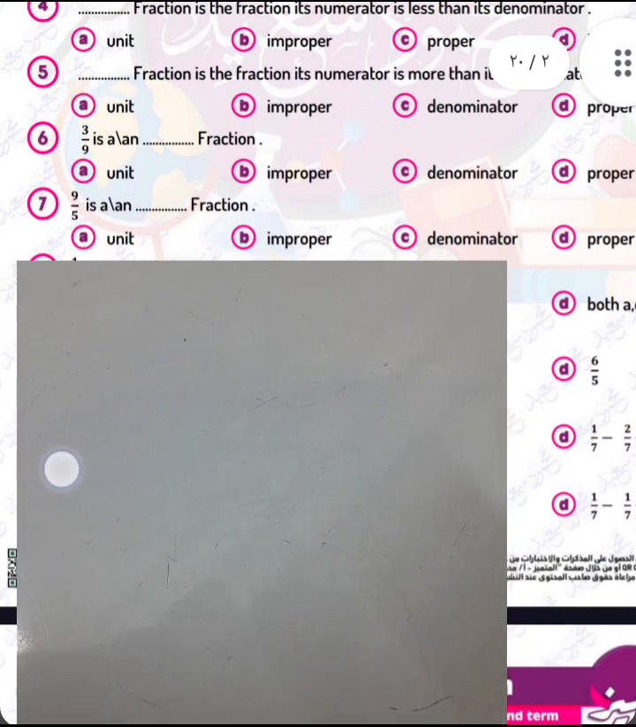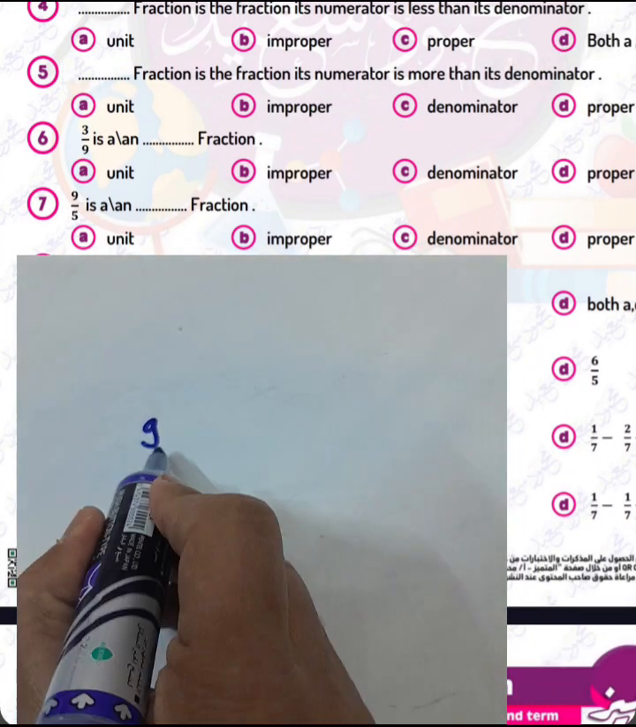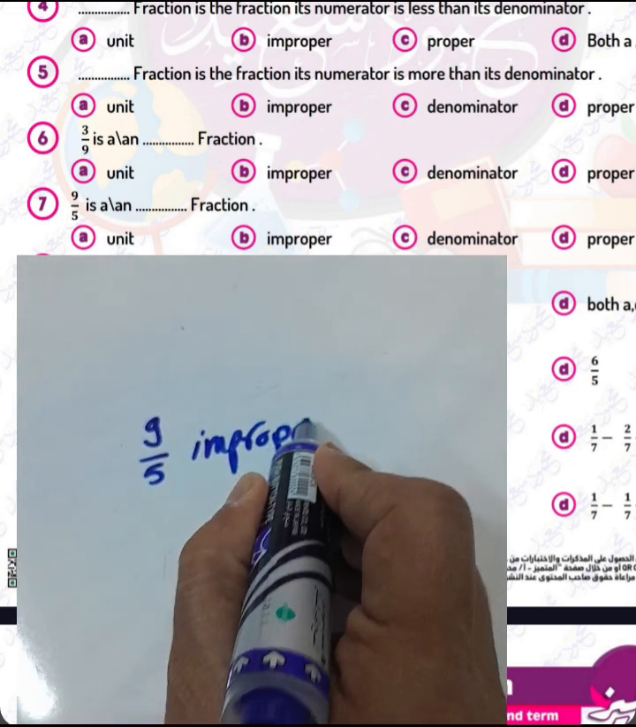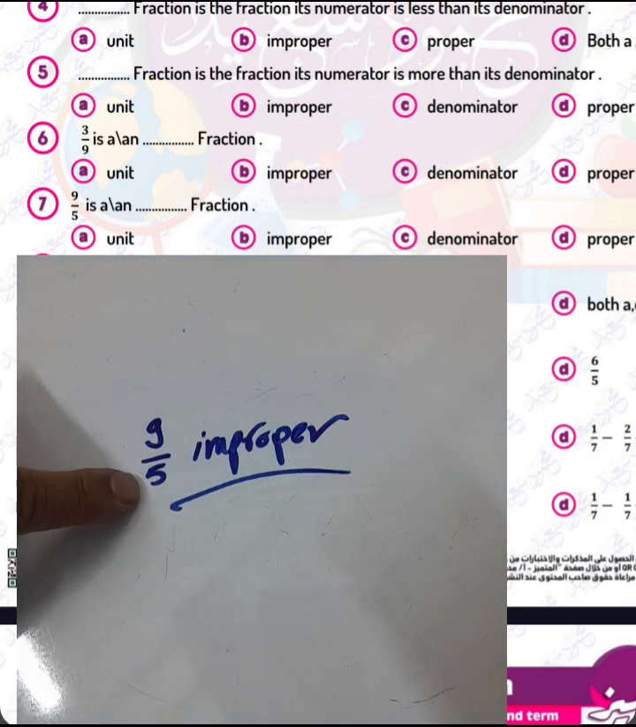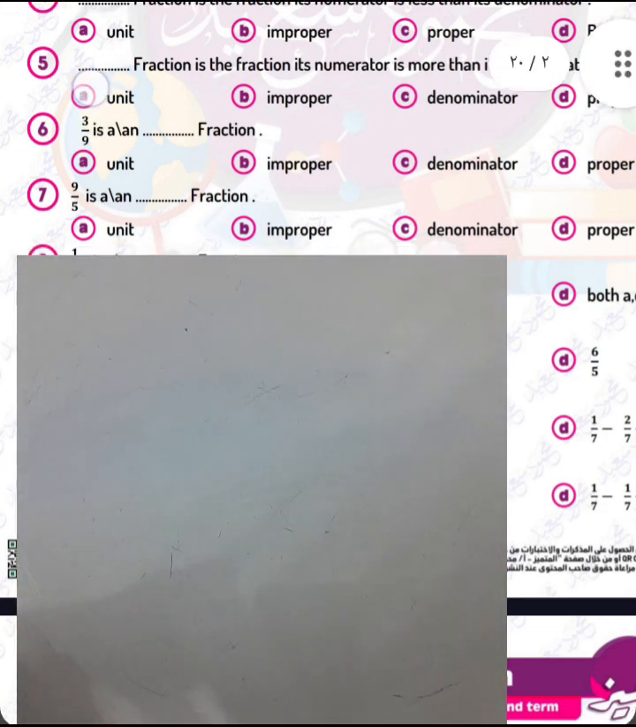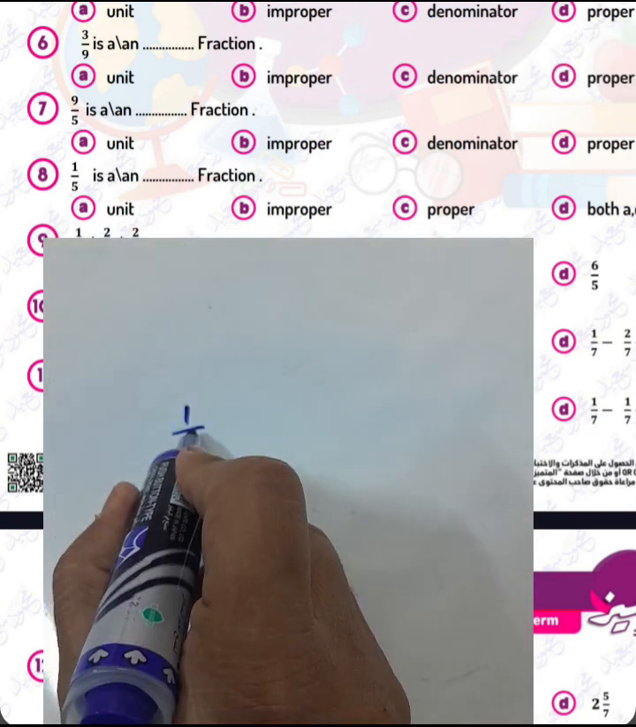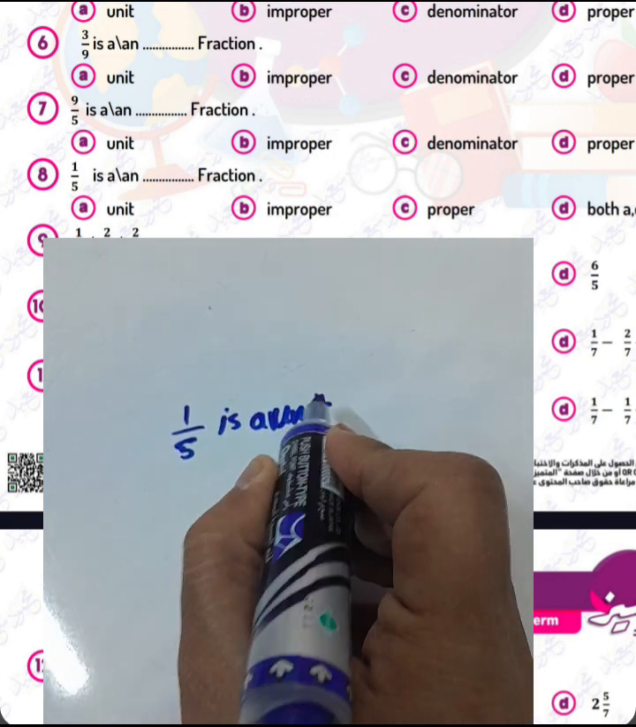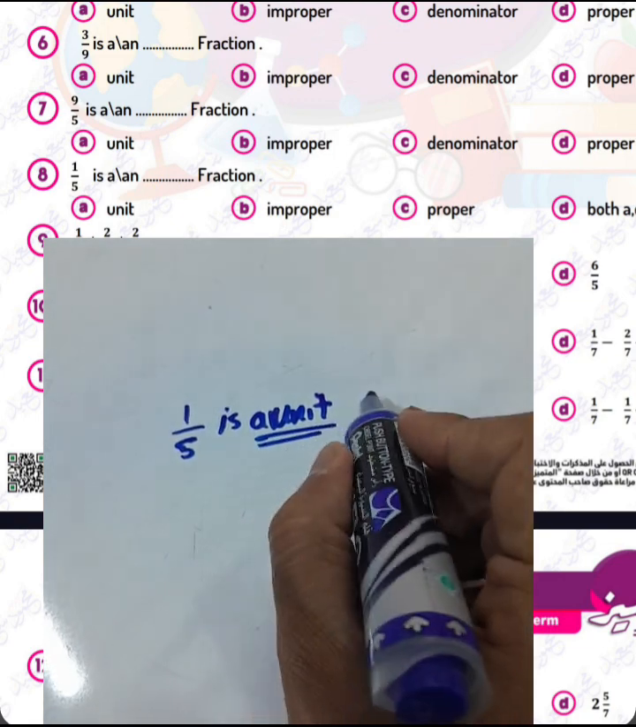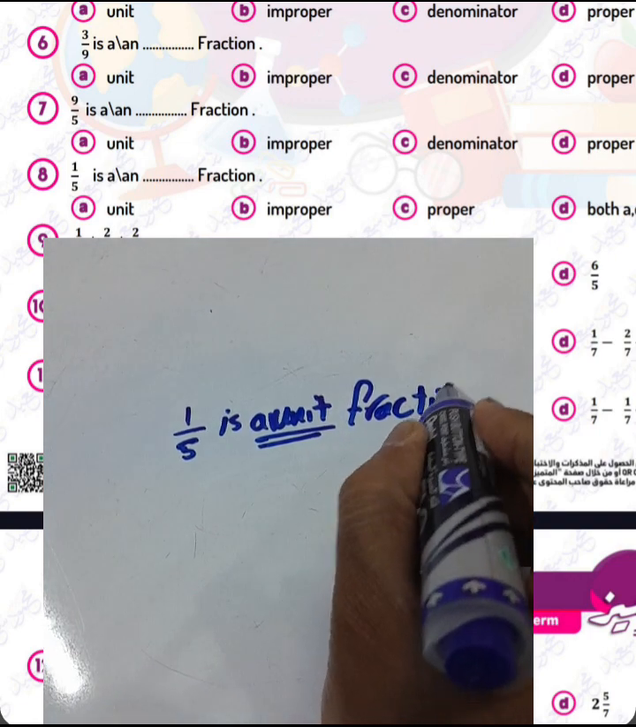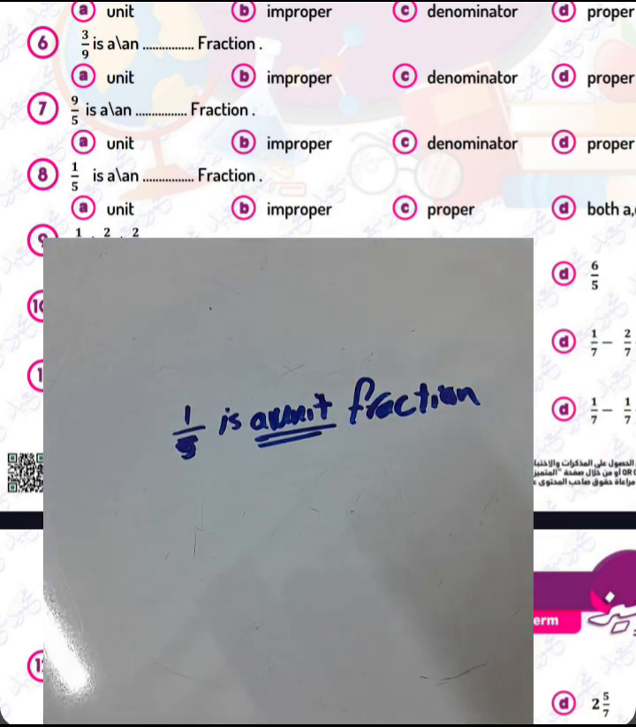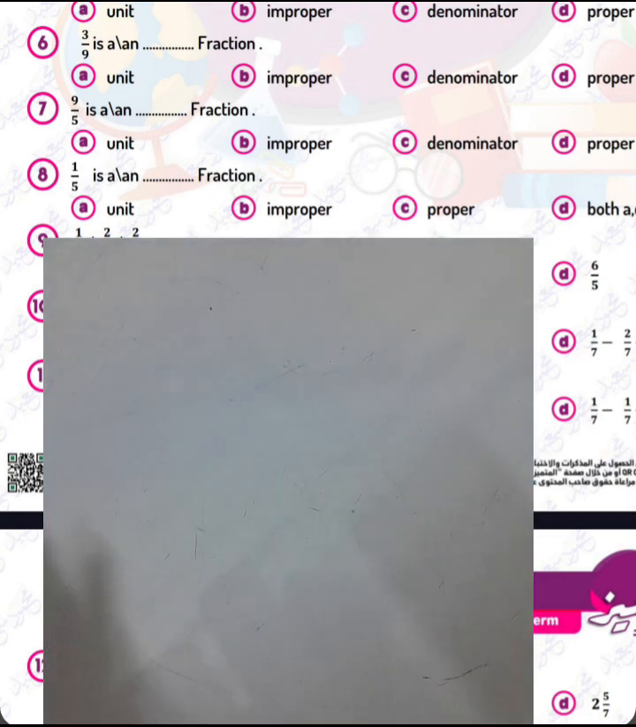Question number 7. 9 over 9 or 9 over 5, we called it improper because numerator greater than denominator. 1 over 5 is a unit fraction. We called it unit fraction because we have one as numerator.